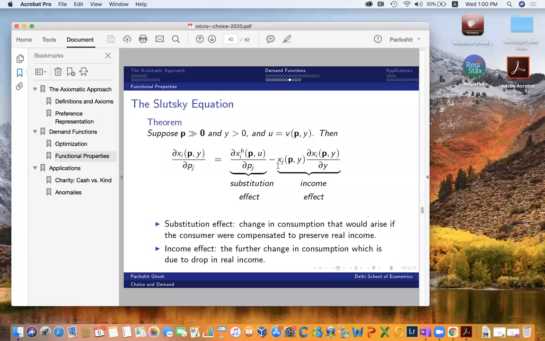And so in theory, it's possible that a large positive income effect coming from here dominates the substitution effect. And then the slope of the Marshallian demand function with respect to its own price could be perverse. It could be positively sloped. Okay, so those are called Giffen goods.